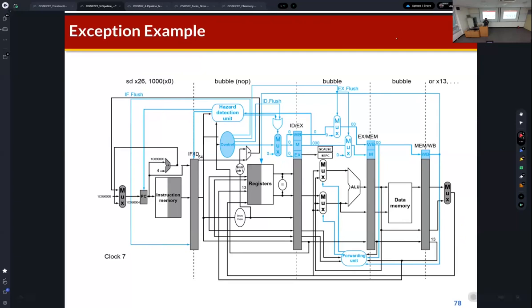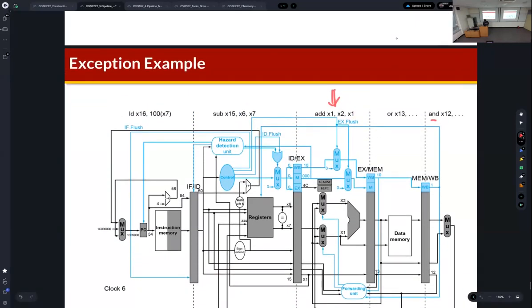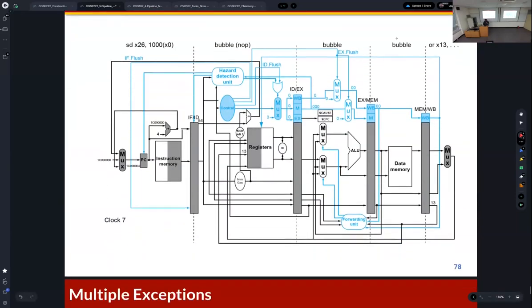Then the exception is detected, and after 1 clock, as I mentioned, the add instruction needs to be flushed, and the following instructions, the sub instruction and the load instruction, need to be flushed. Then how about these earlier instructions? These instructions need to be completed.